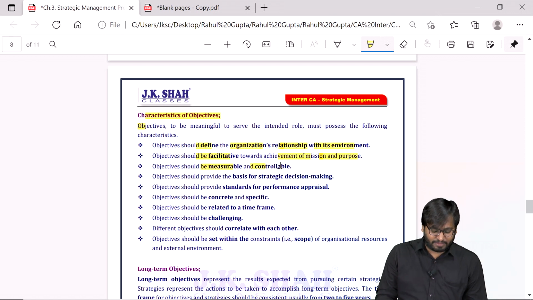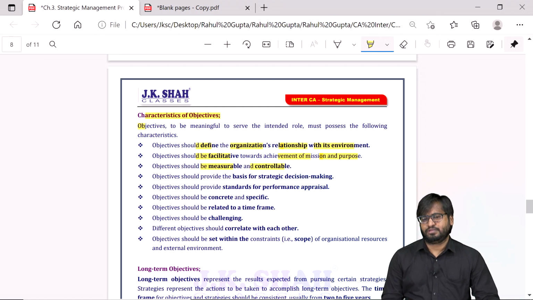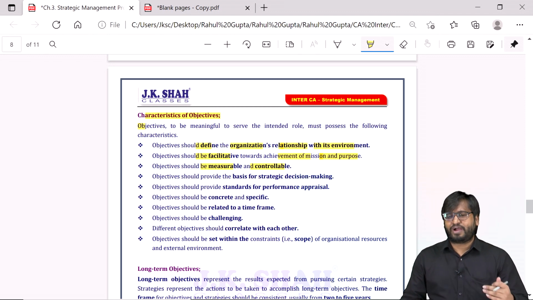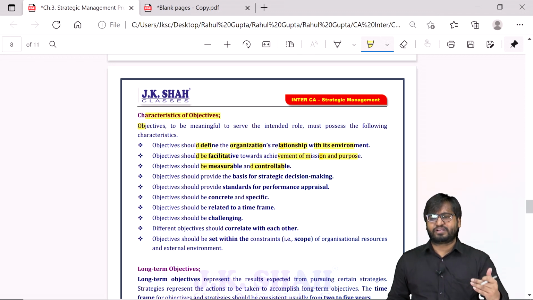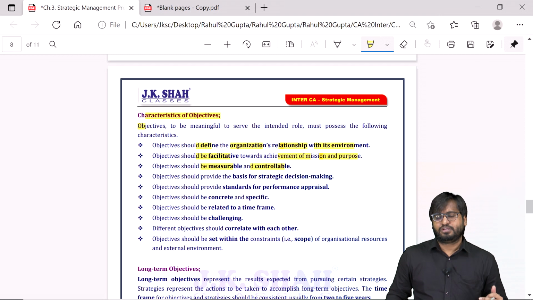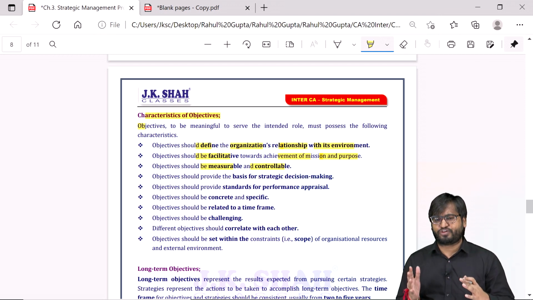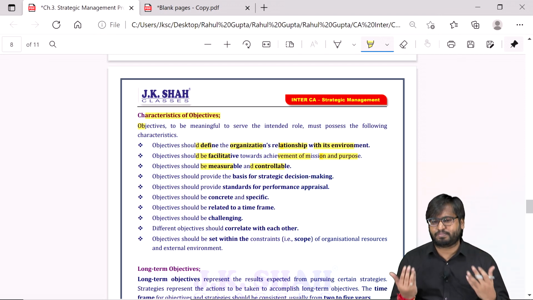Objectives should be measurable and controllable. You should be able to find out how much revenues you were able to make in this quarter. You should be able to compare your performance with the last quarter. It should be measurable.